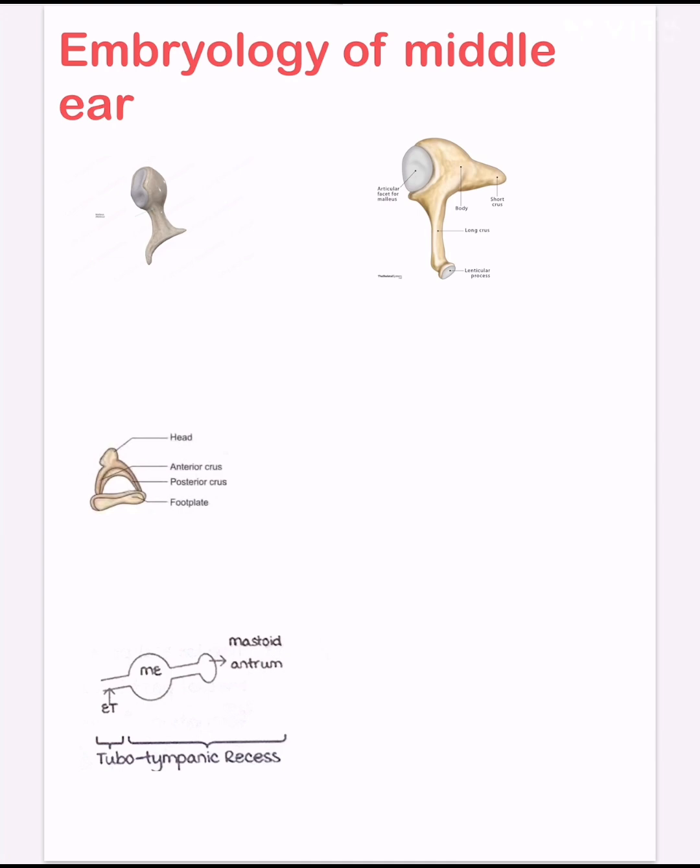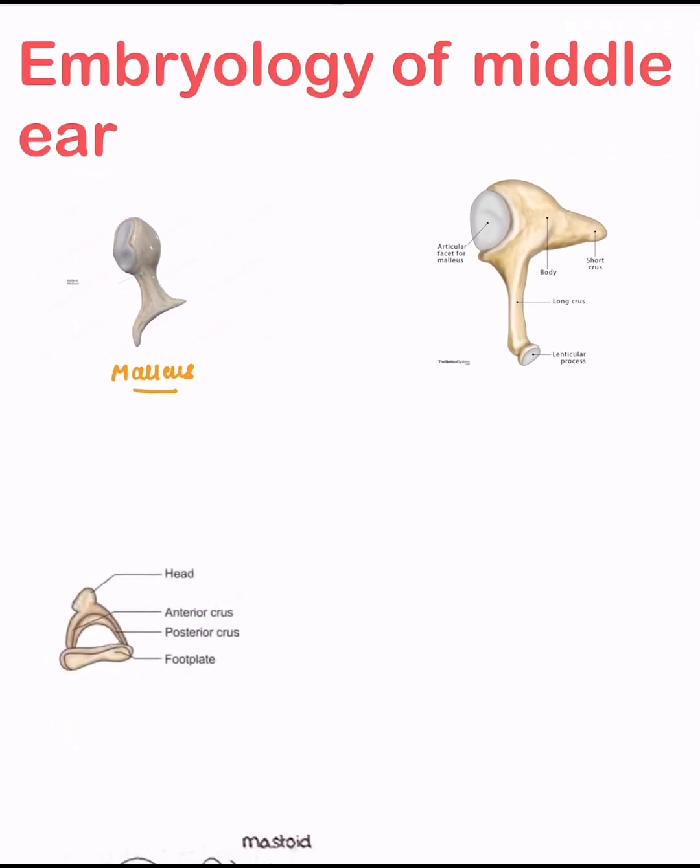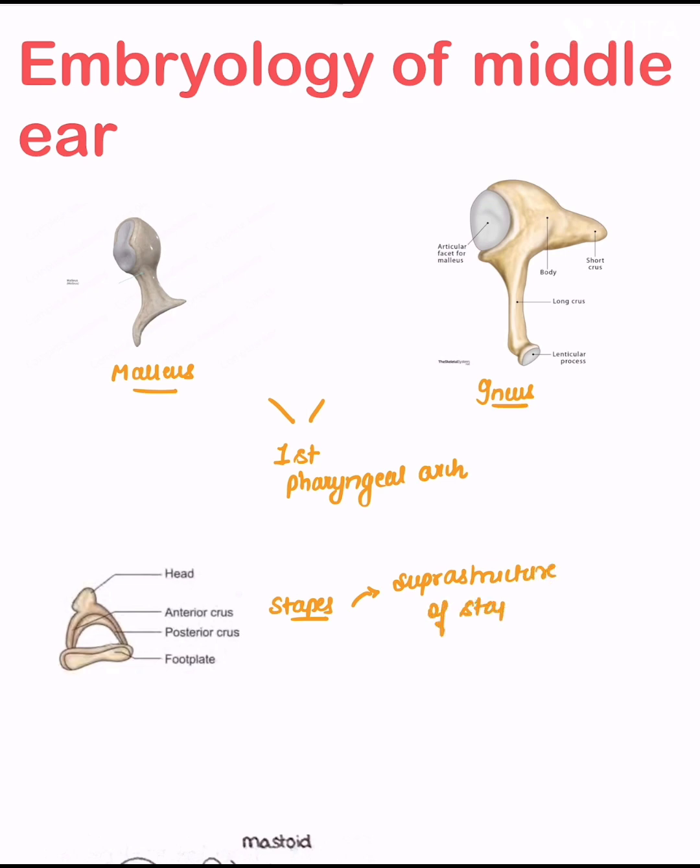Next, we will see the embryology of middle ear. The first bone is malleus, the second bone is incus, and the third bone is stapes. The malleus and incus are formed by the first pharyngeal arch, and the suprastructure of stapes is formed by the second pharyngeal arch.